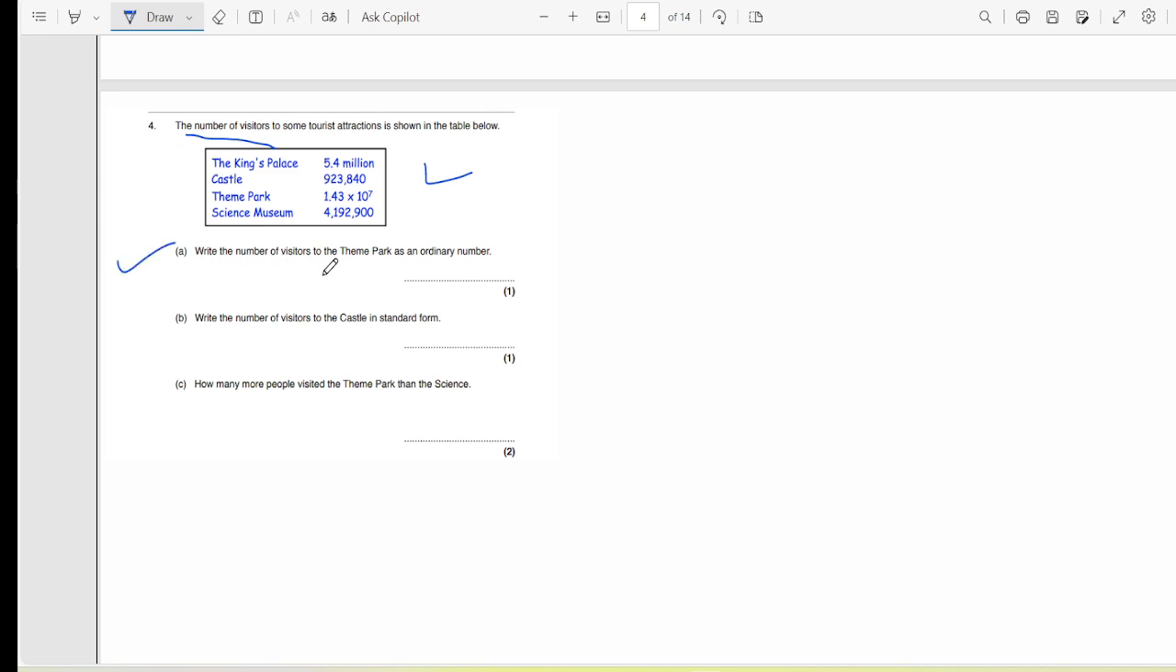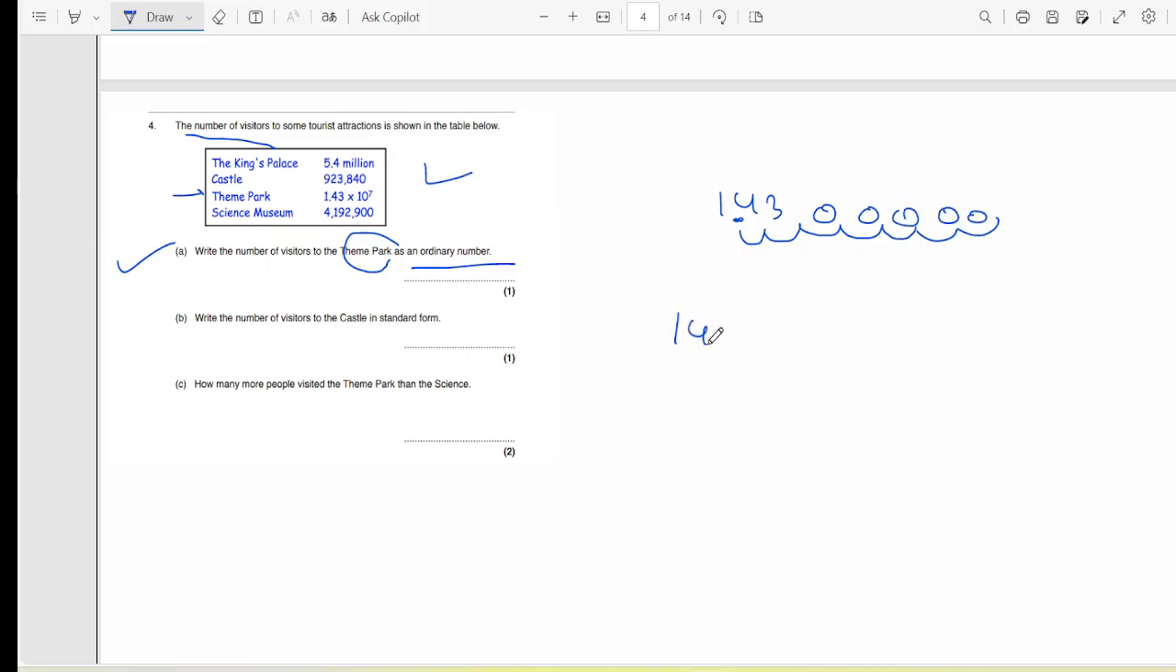Write the number of visitors at the theme park as an ordinary number. So the theme park is this, which is 1.43 times 10 raised to power 7. So 1.43 times 10 to the power 7 means I'll start with the decimal number and move 7 places. 1, 2, 3, 4, 5, 6, 7. So how many zeros? Because there is no number, I'll put placeholder zeros, 1, 2, 3, 4, 5.